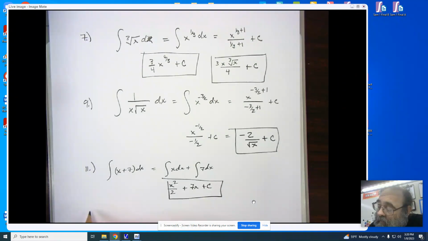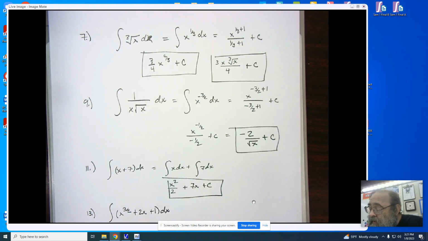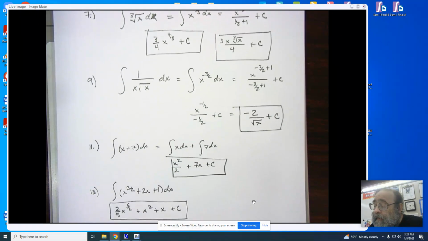Going to number 13. Number 13, I have the integration of x to the 3/2 power plus 2x and then plus 1 dx. Once again, we're working with our integration of each piece one at a time. So I have 2/5 x to the 5/2 power plus x squared plus x plus c. Now remember, you can always do your differentiation, and you'll see that you end up with the same answer. And this is our general answer that we are working with.